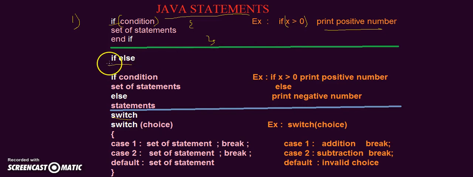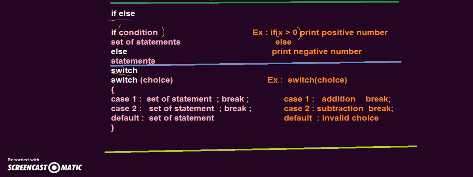Now coming to the second, which has if and else. The syntax is: if condition within brackets and the set of statements, else. If the condition fails, we can use else and display the set of statements. So here, if x is greater than 0, print it is a positive number. If the condition fails, it goes to the else part and displays it is a negative number.